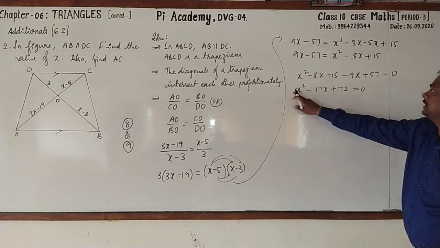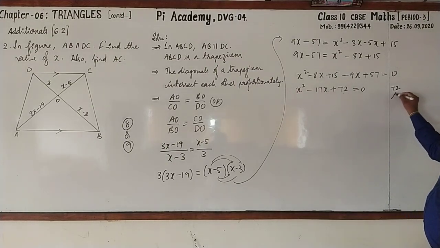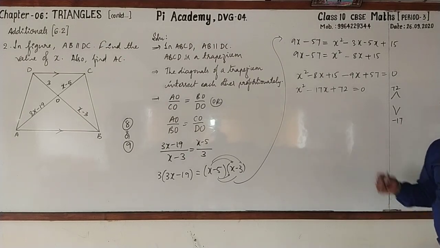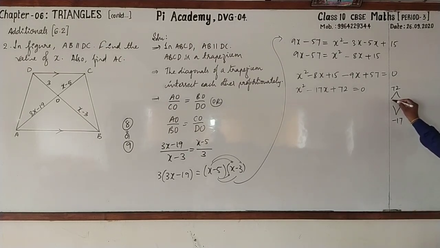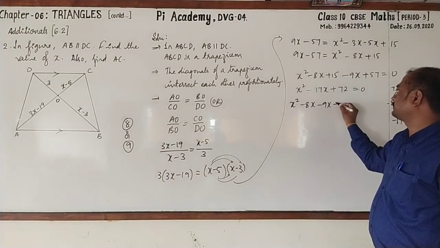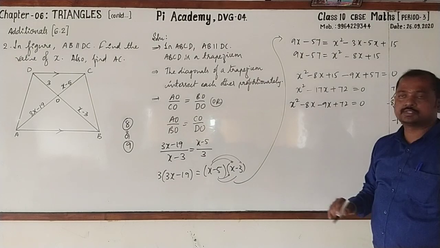Multiply first and last term. Here is 1 and here is 72. 72 ones are 72. Middle term minus 17. Then what are the factors? Yes, 8 9s are 72. 8 plus 9, it is 17. But we want minus 17, hence I take minus 8 minus 9. x square minus 8x minus 9x plus 72 is equal to 0.